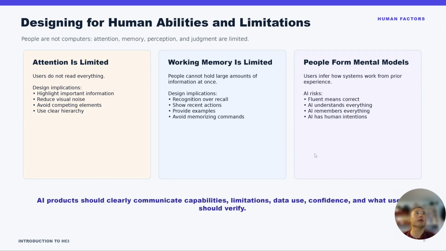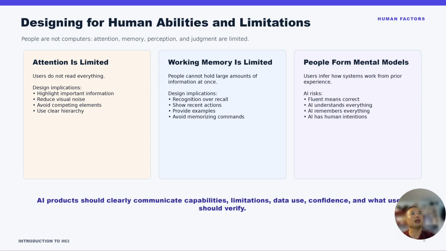That's the thing: people form mental models. What I mean is, for example, people say a trash can means deleting, right? And people say the magnifying glass means search, something like that. So users infer how a system works from prior experiences. So the risk is, if the AI gives you fluent results, users think it means correct, because the AI is really confident in outputting the results. Then the user feels it's correct, but sometimes it's not correct.